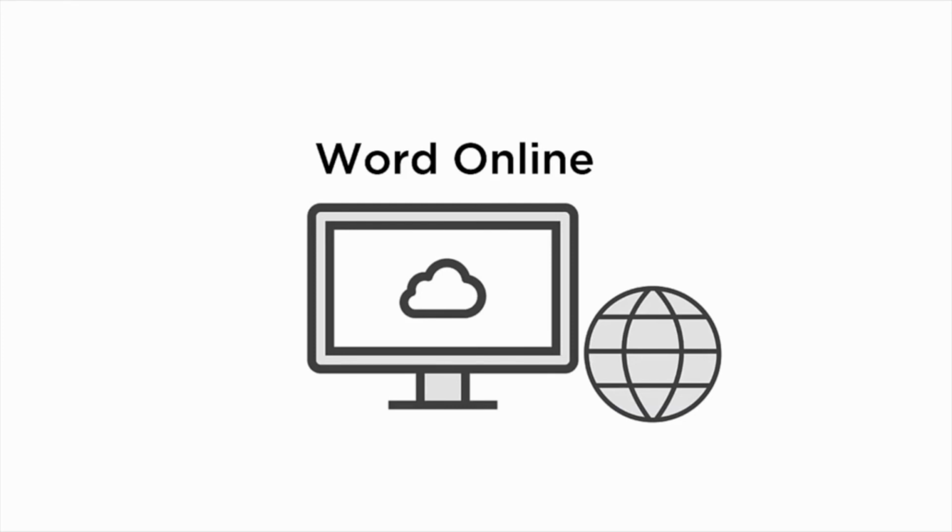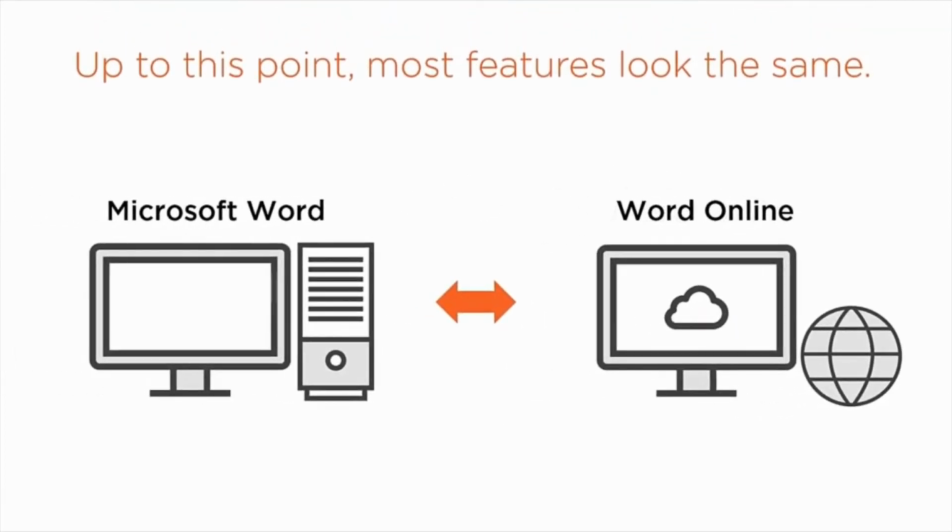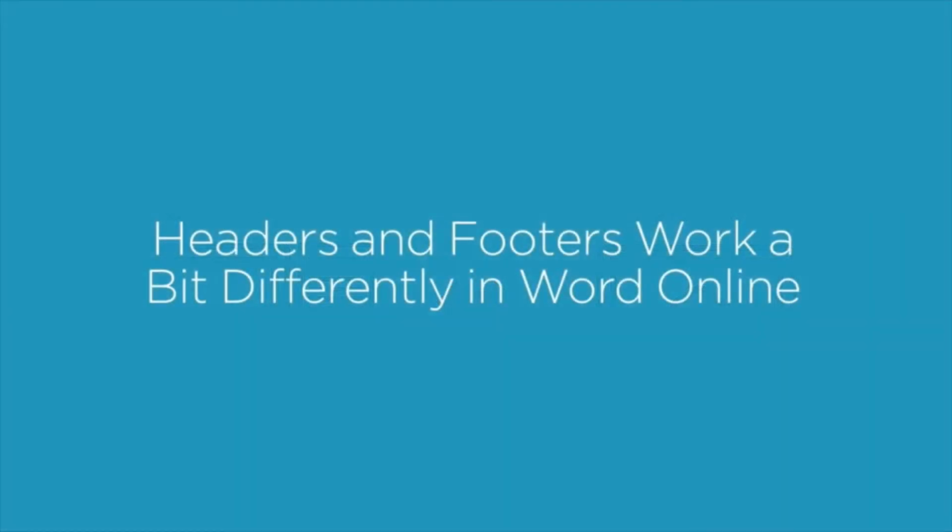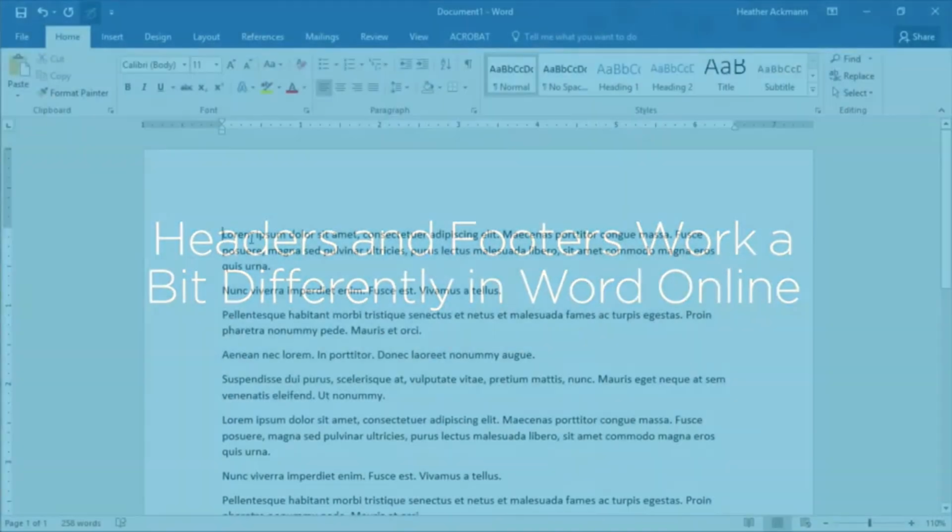Headers and footers allow you to repeat content at the top and bottom of pages. Headers and footers are a great place to put things like page numbers or a document name. In Word Online, now if you've been watching the clips in order up to this point, you've probably noticed that the look and feel of most Word Online features are very similar to that of Microsoft Word. Well, headers and footers look and feel quite different in Word Online. Let me show you what I mean.